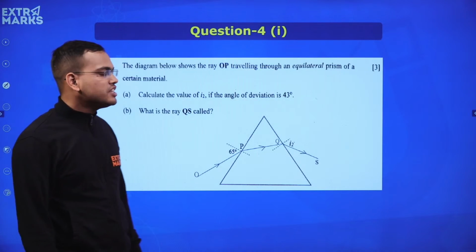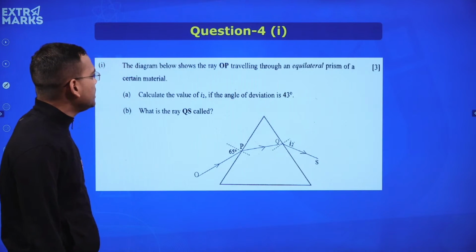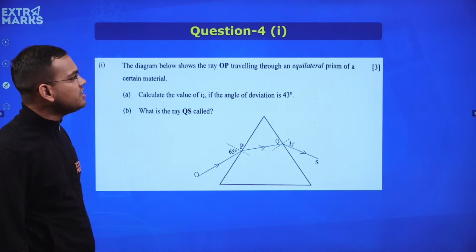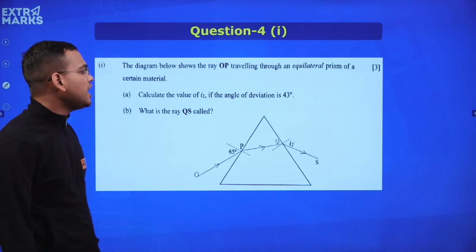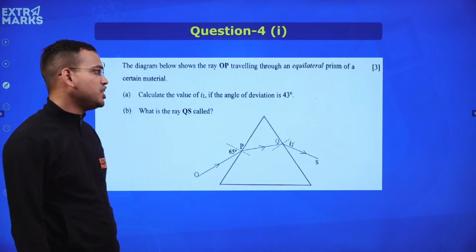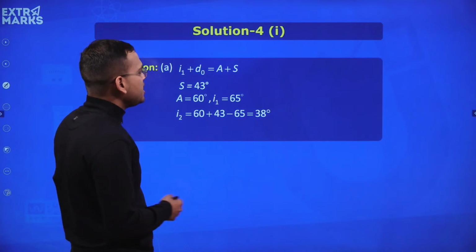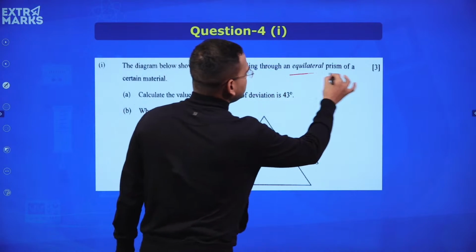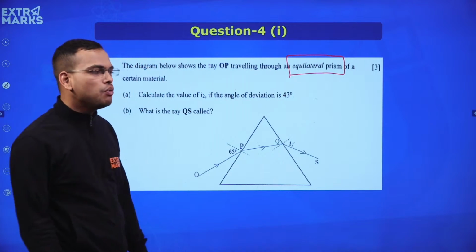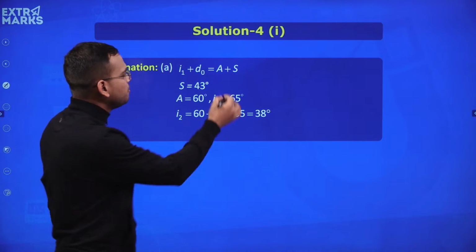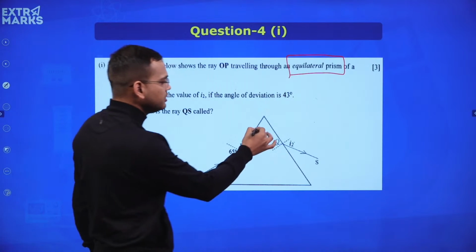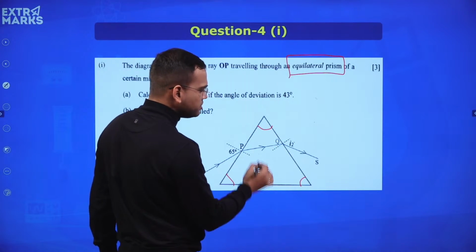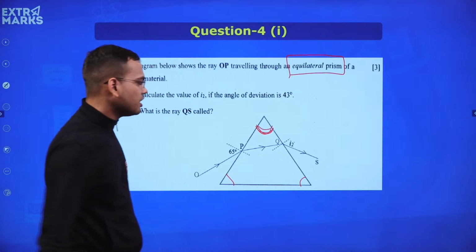Now here, let's come to the first question. The diagram shows the ray OP traveling through an equilateral prism of certain material. Calculate the value of I2 if the angle of deviation is 43 degrees. Now understand, here this is an equilateral prism. Equilateral prism means the angle of prism will be 60 degrees. All the angles will be 60, so this will also be 60 degrees.